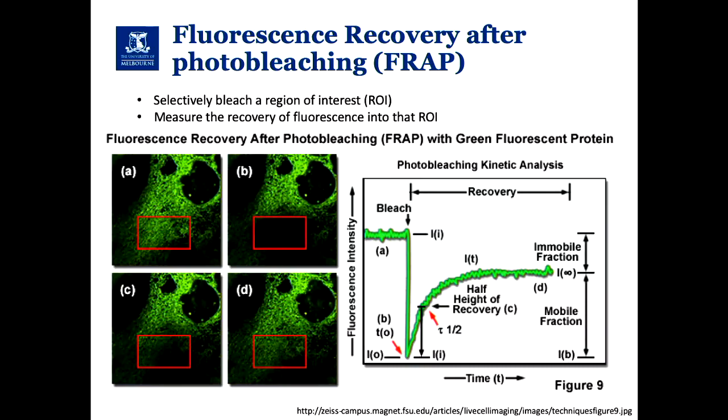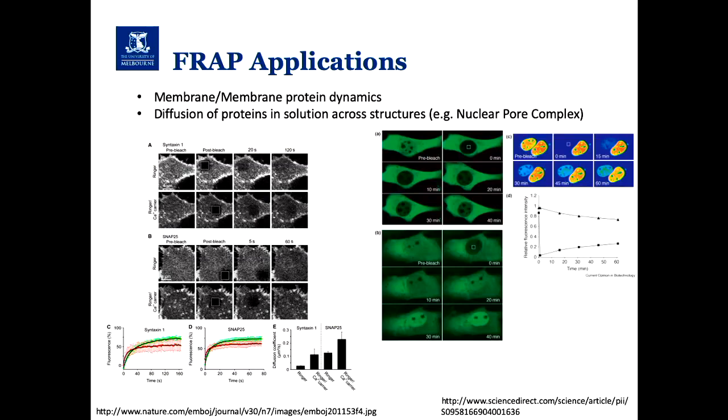When would you use this technique? So there's a few examples here, looking at things like membrane protein dynamics. So again, bleaching out a labeled syntaxin 1 here, and then over time looking and seeing how that molecule moves in from other parts of the membrane. It's commonly used also looking at nuclear translocation, so you can go in and bleach the nucleus and then look how long it takes for molecules to transit across the nuclear pore complex into the nucleus.